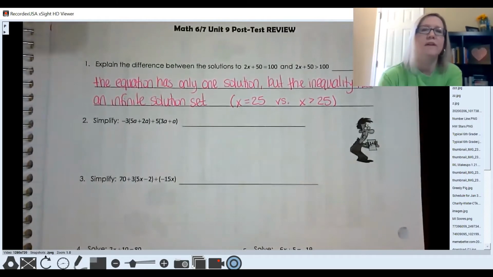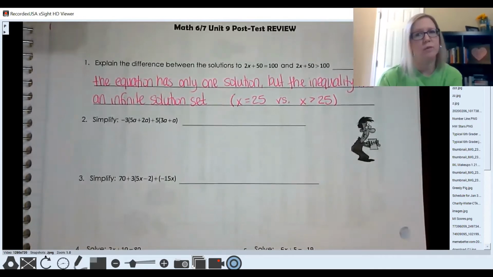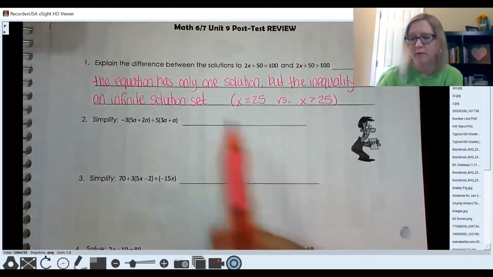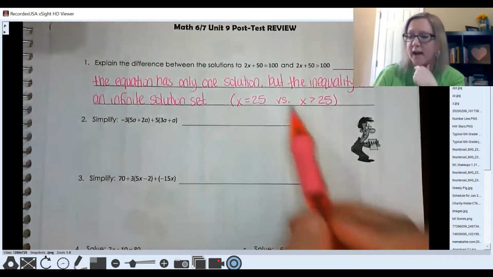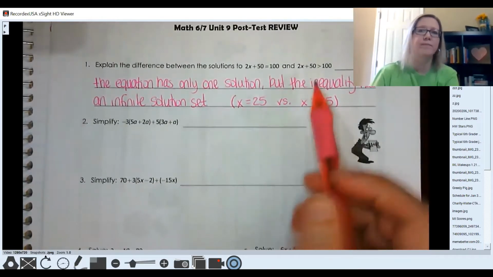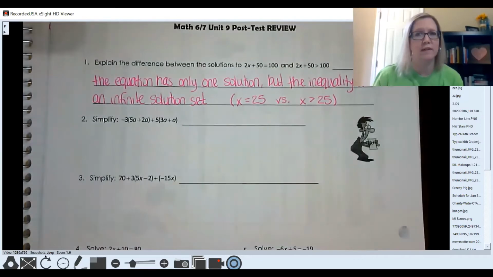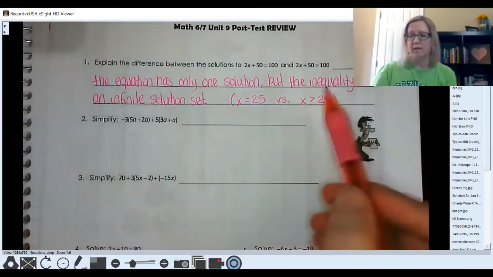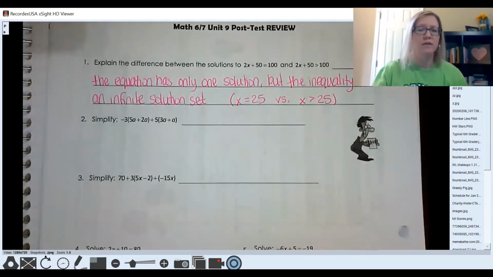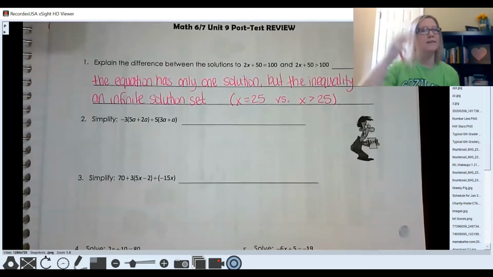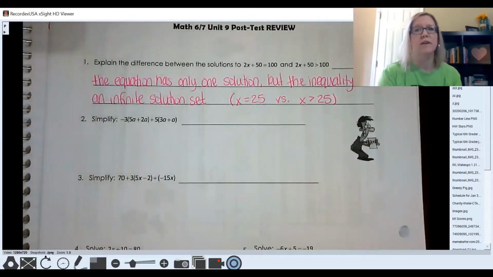Well, the main difference there is that the equation, if you solve it, would only have one solution, x equals 25. But if you solve the inequality, the answer would be x is greater than 25. So an inequality would have an infinite solution set, because if your solution is x is greater than 25, that's every number greater than 25. So that's an infinite number of numbers. So the equation has one solution, the inequality has an infinite number of solutions.